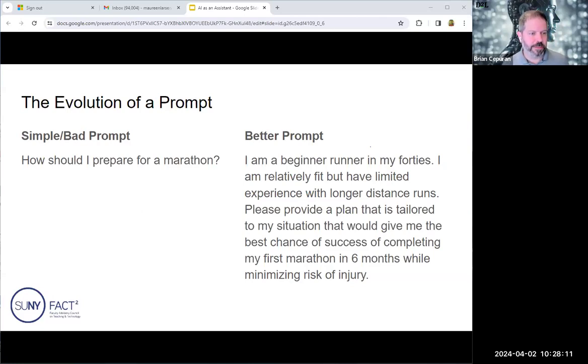I am relatively fit, but have limited experience with longer distance runs. Please provide a plan that is tailored to my situation that would give me the best chance of success of completing my first marathon in 6 months while minimizing risk of injury. So it can then take that additional information and tailor its response to really what I'm more interested in. In the first statement, I'm just looking for help on how to complete a marathon. But if I want to factor in the fact that I'm older and at higher risk of injury, these are things that it can also tailor into its response.